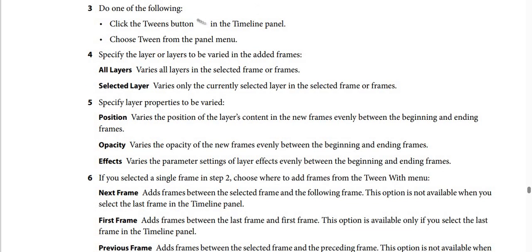And step number 6. If you selected a single frame in step 2, you should choose where to add frames from the tween with menu. And you have options again here now. Next frame. Next frame means add frames between the selected frame and the following frame. This option, by the way, is not available when you select the last frame in the timeline panel.